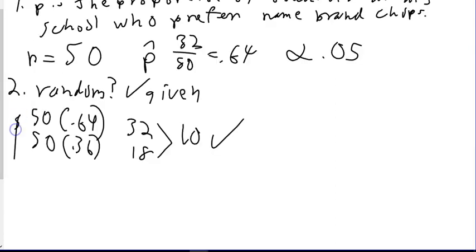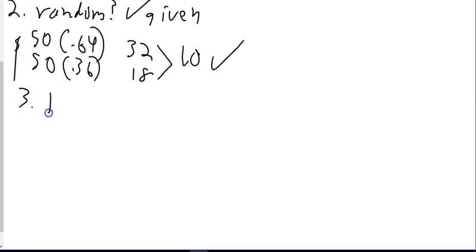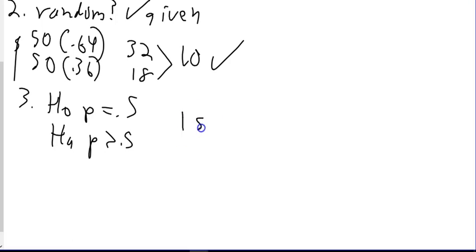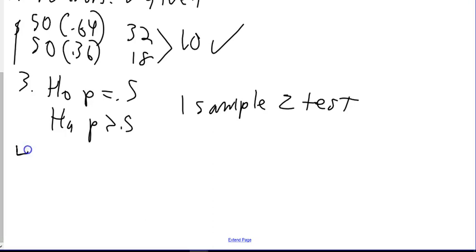Number 3, we're going to take the H0 and the Ha. The H0 is p equals 0.5, and the Ha is, more than half the people want name brand chips, p greater than 0.5. And we're going to write this a one sample z-test. And we're going to write it in the correct spot this time. Again, this is just a template you will follow. Number 4, we're just going to do the math.